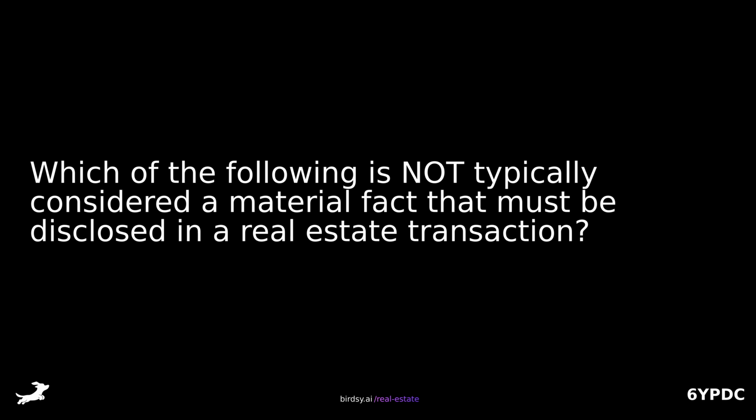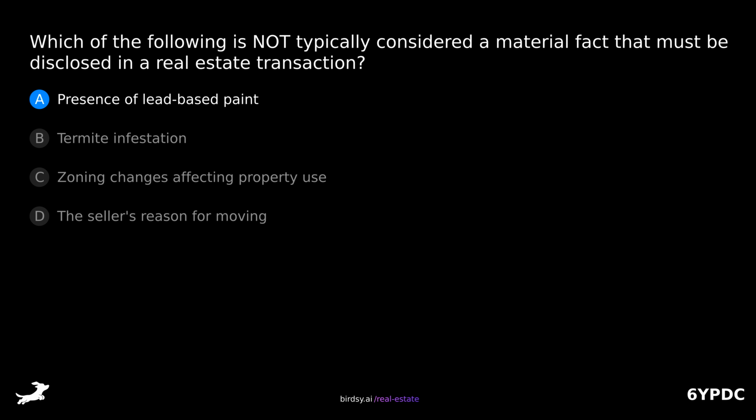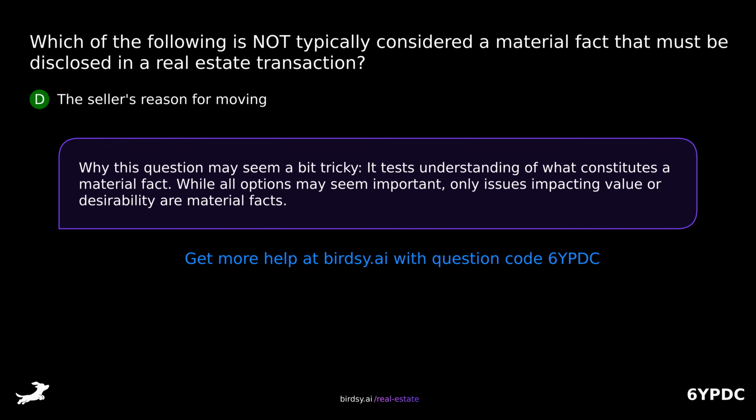Which of the following is not typically considered a material fact that must be disclosed in a real estate transaction? Is it A, presence of lead-based paint? B, termite infestation? C, zoning changes affecting property use? Or D, the seller's reason for moving? The answer is D, the seller's reason for moving. Why this question may seem a bit tricky. It tests understanding of what constitutes a material fact. While all options may seem important, only issues impacting value or desirability are material facts.